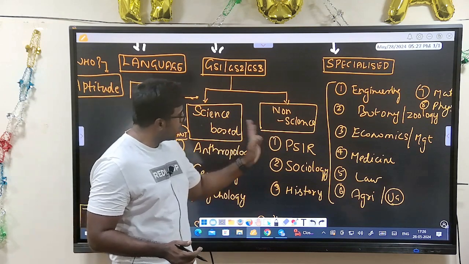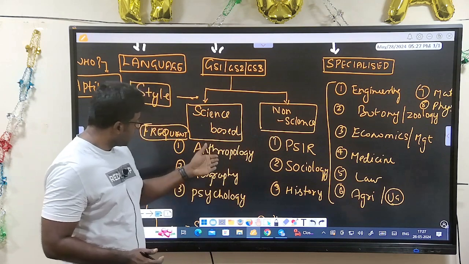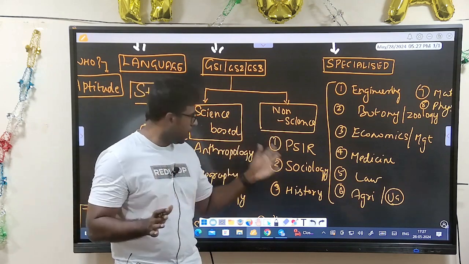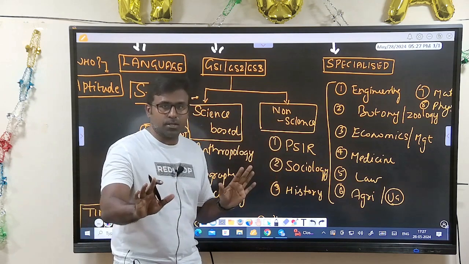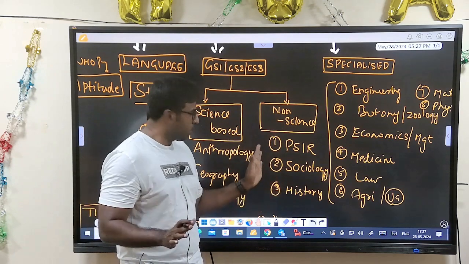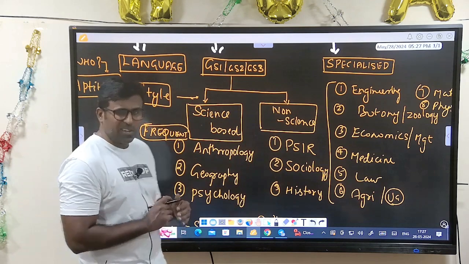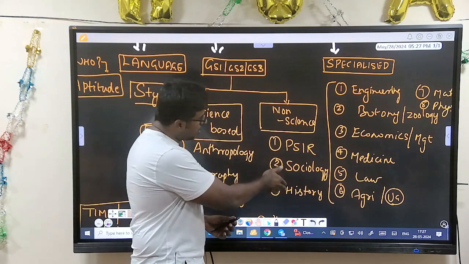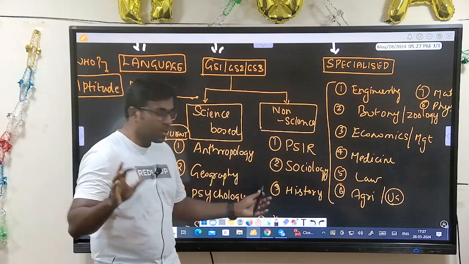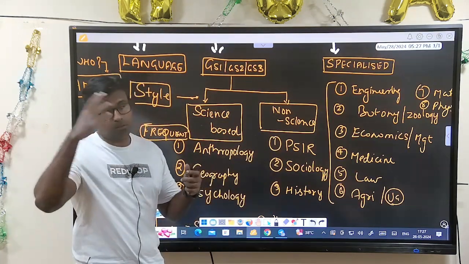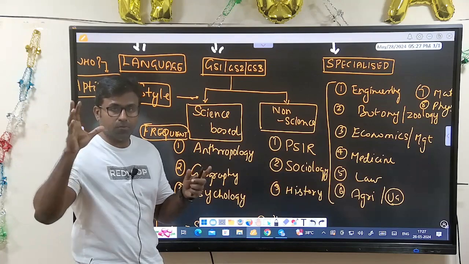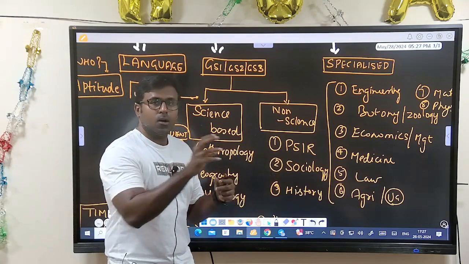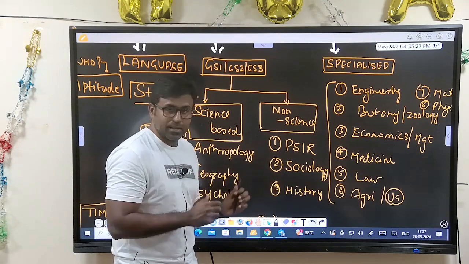In that, I am dividing it as science and non-science. Science is anthropology, geography, psychology. Non-science, not meaning that PSIR is not scientific. I'm not meaning that. I'm saying for these subjects, you need a little bit of science in your understanding. These are all kind of philosophical things. History is not like that, but history is a vast, abstract thing where you have to understand the sequence of everything. So PSIR and all, as I explained, who is Plato, who is Aristotle, all these things are there.